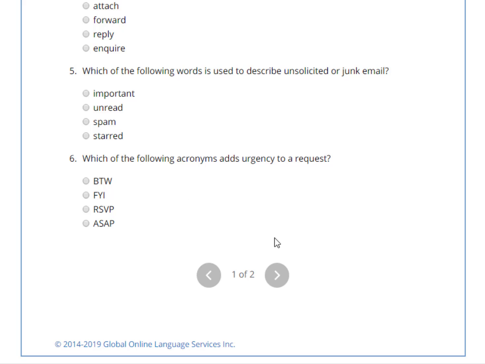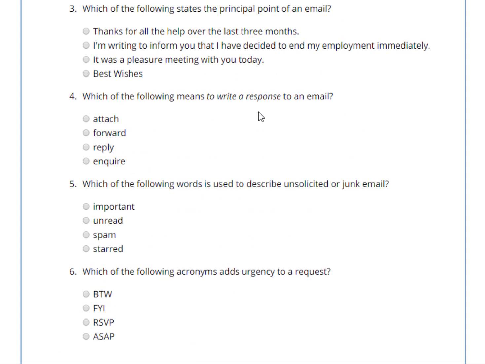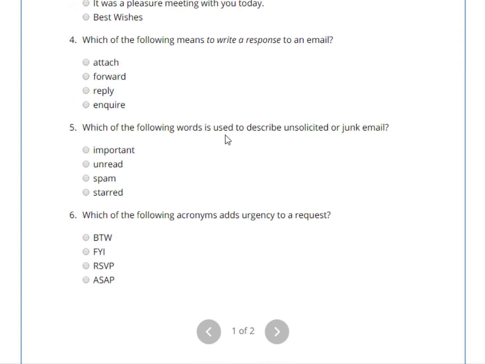Here's some more multiple choice. Words, describe. We didn't cover that one. Which of the following means to write a response to an email? Is it attach, forward, reply, or inquire? So we actually did this one. We didn't go into detail. I didn't explain which one was the answer. I didn't tell you the answer to that one. So hopefully you know, but if not, you've got to take this lesson.